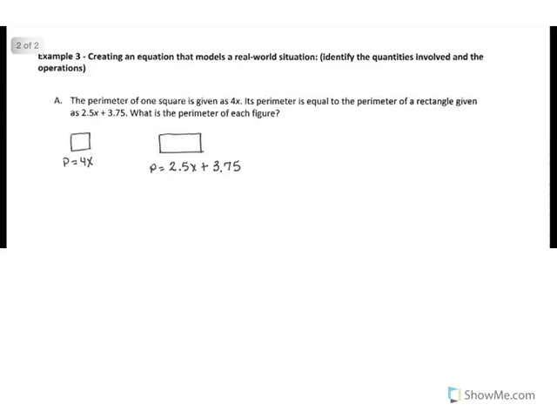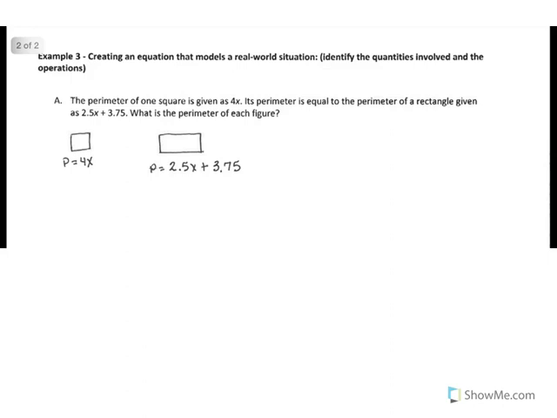And so the TEK for example 1 and 2 is 8.8c, where we have to solve one variable equations with variables on both sides using rational number coefficients and constants. Example 3, creating an equation that models a real-world situation. The first thing we need to do is to identify the quantities involved in the operations.